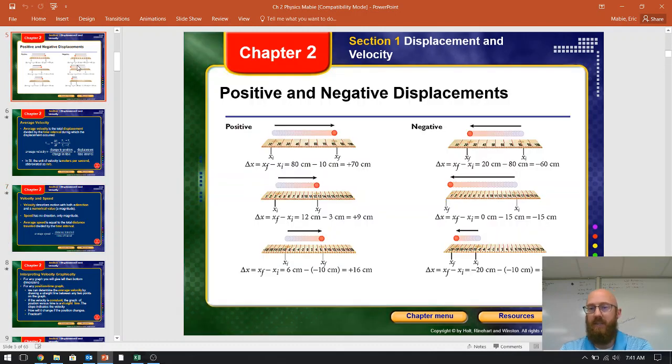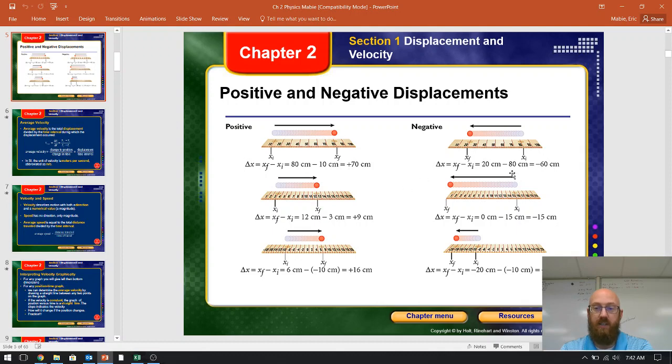Positive and negative will be the challenges as we go through this. In some cases, you'll see a positive change, a negative change. Understand it's just a direction that it's actually saying. Example on the left, it went from 10 to 80. The final position is 80. 80 minus 10, it's got a positive 70.